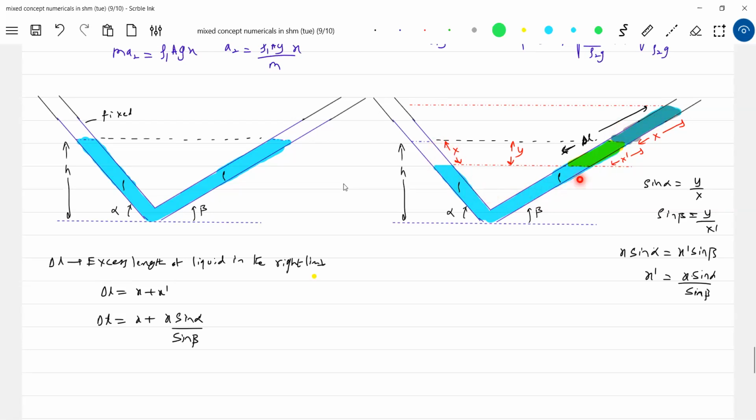Then when you press and release, what happens? It'll be like this. So now this much liquid column will set up a restoring force, which will make it accelerate. Then it'll go like this. Like this, the liquid column will be executing SHM. That time period is what we are finding out.